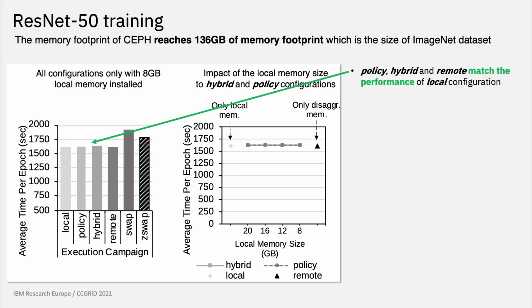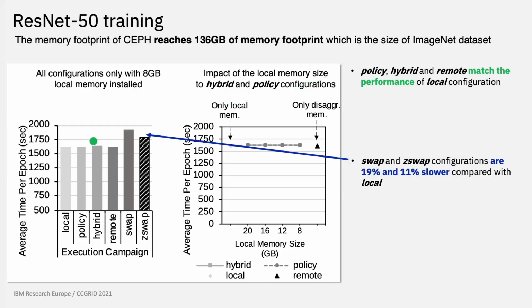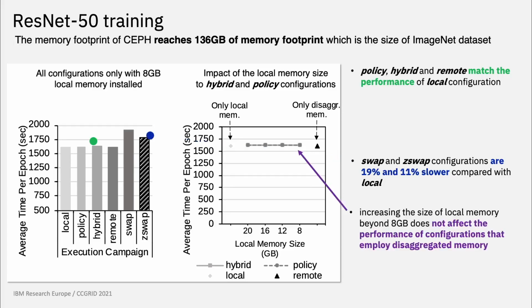This means that the performance characteristics of the disaggregated memory offered by the ThymesisFlow prototype are not causing any degradation for this application. That said, the swap and Z-swap configurations are 19 and 11% slower compared to the local configuration. As expected, increasing the size of the installed local memory for this application does not affect the performance of the configurations that utilize disaggregated memory.